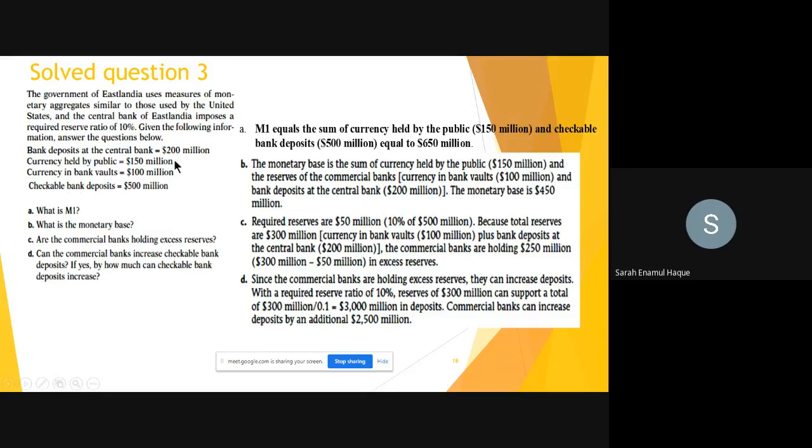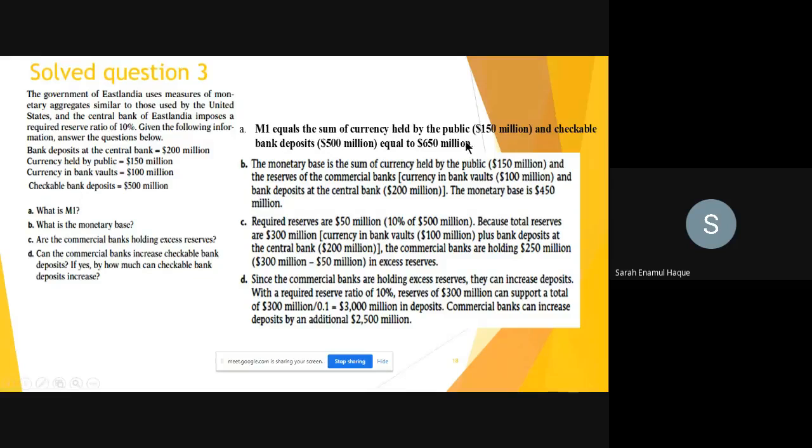Okay. So hopefully you have understood this information. So we have now 5 different pieces of information with us. Number 1 question, part A. What is M1? So here they want you to say what is the value of M1. Remember, M1 is basically currency in circulation plus checkable bank deposits. So it will be 150 million plus 500 million. So the answer will be 650 million.